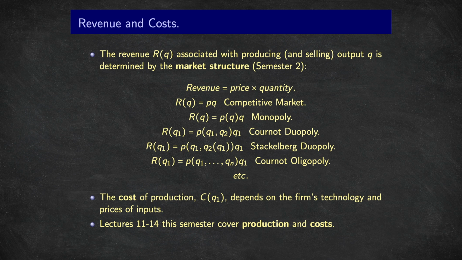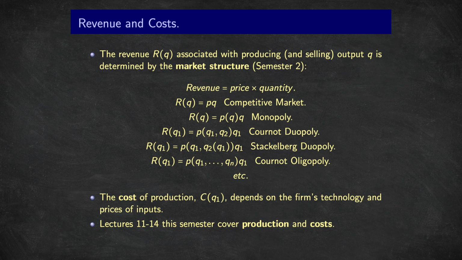If the market price were affected by other firms, for instance, on the next line I've written an example: the revenue of producing Q1, so firm 1's revenue, is determined by the price of good 1 in that market, which is determined by the output of firm 1 and the output of firm 2, being multiplied by the output of firm 1 in order to get the revenue. This is what we would call a Cournot duopoly. So the price is being determined by two firms' output decisions, and these output decisions are made independently.